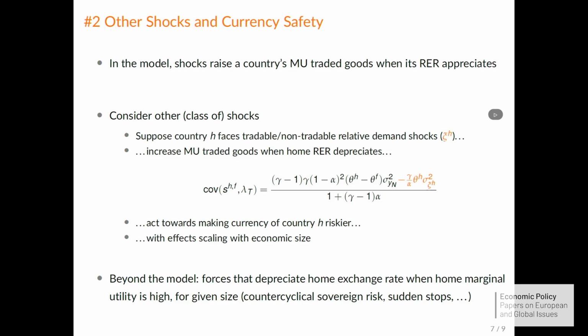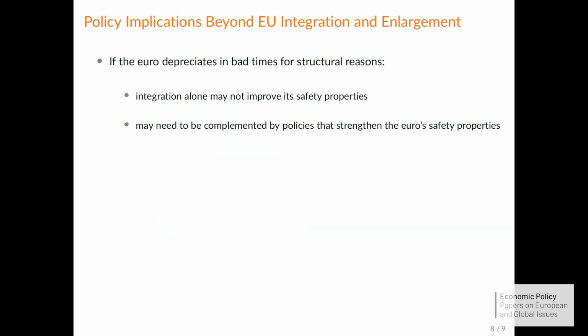It could be countercyclical sovereign risk, sudden stop shocks that make domestic assets less attractive precisely in global bad times, and so depreciate the exchange rate, making the country's currency riskier. And unfortunately, I think these forces are not unfamiliar to the EU or the euro area. So the broader point is that if the euro depreciates in bad times for structural reasons, not just because of country size, then integration alone may not improve its safety properties. And in some sense, conceptually, it can be counterproductive.